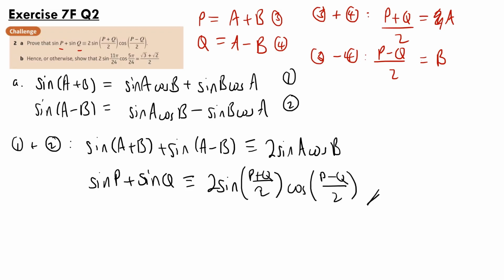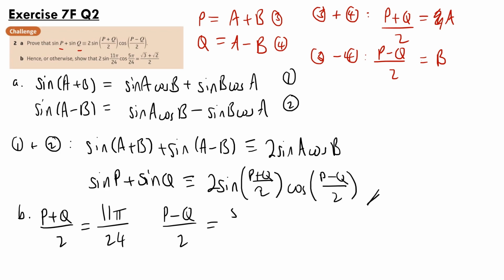Okay, for part B then, hence or otherwise show that 2 sine of 11π/24 times cos of 5π/24 is (root 3 plus root 2) all over 2. So now we can set our (p plus q) over 2 to be equal to the bigger out of 11π/24 and 5π/24, and then (p take away q) over 2 is therefore going to be the 5π/24. And again, we can solve these simultaneously without too much issue.